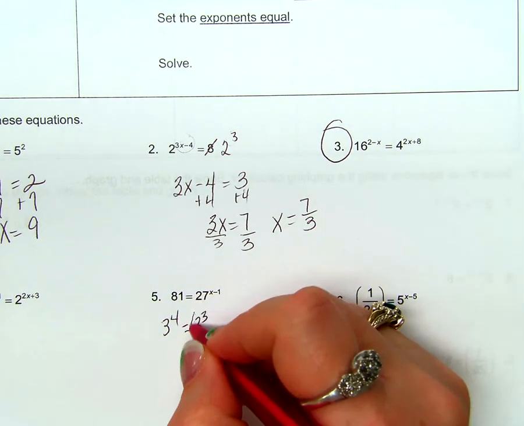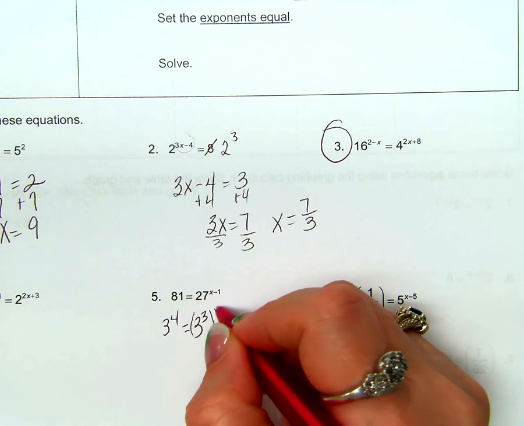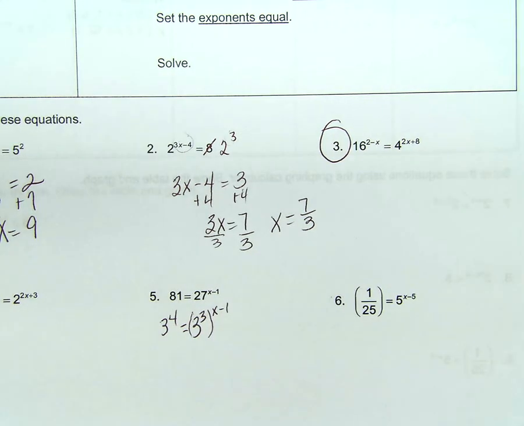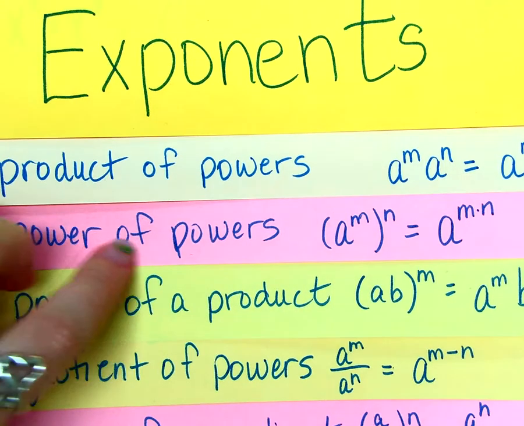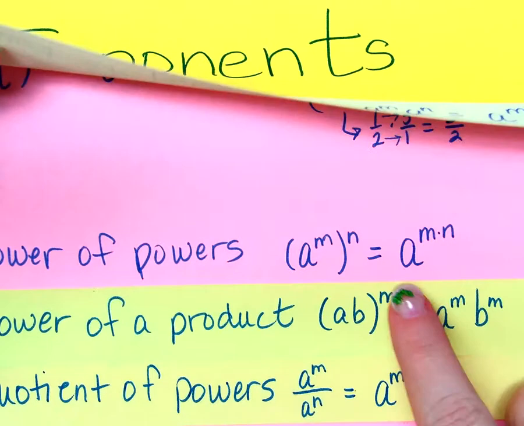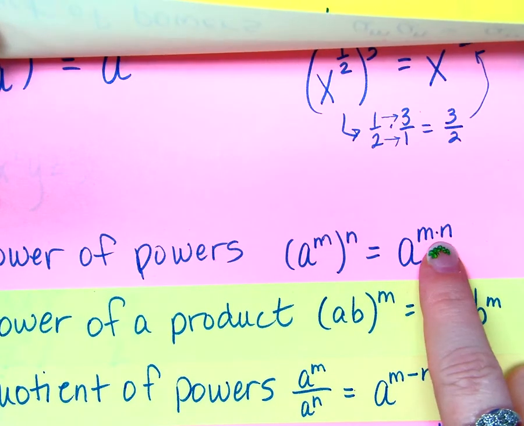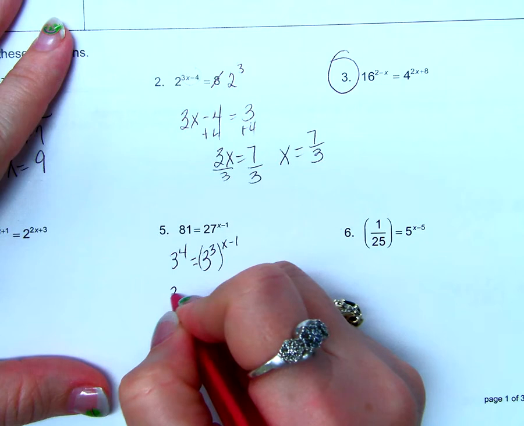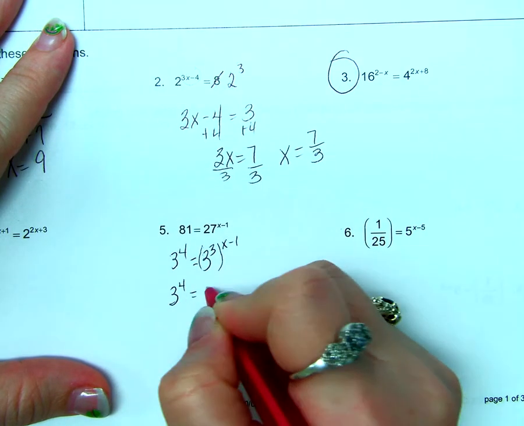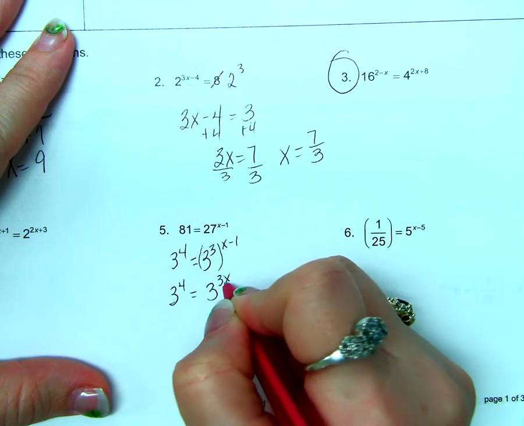The only difference is this side is raised to the x minus 1 power, right? I wish we knew what to do when a power was being raised to a power. A power of a power? What do we do with those numbers? Multiply. So this is really 3 to the 4th equals 3 to the 3x minus 3.